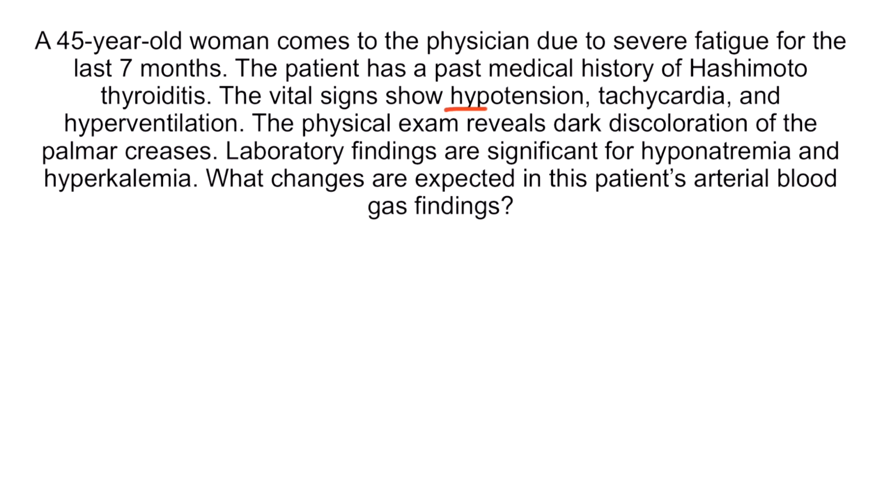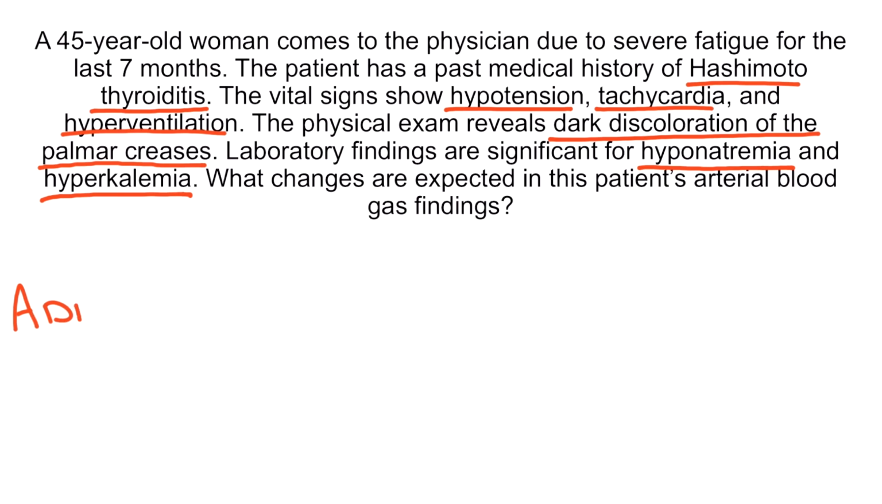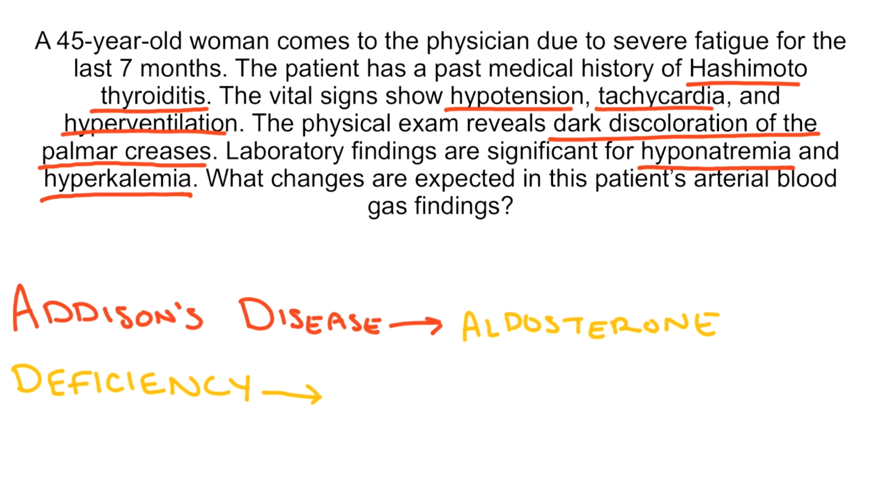This patient presents with hypotension, tachycardia, and hyperventilation. The physical exam reveals dark discoloration of the palmar creases, while laboratory findings are significant for hyponatremia and hyperkalemia. Considering that she has already one autoimmune disease, her current presentation is most consistent with Addison's disease, or chronic primary adrenal insufficiency. Primary adrenal insufficiency is characterized by low levels of both aldosterone and cortisol.